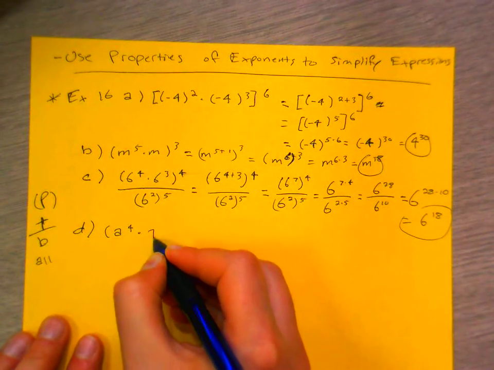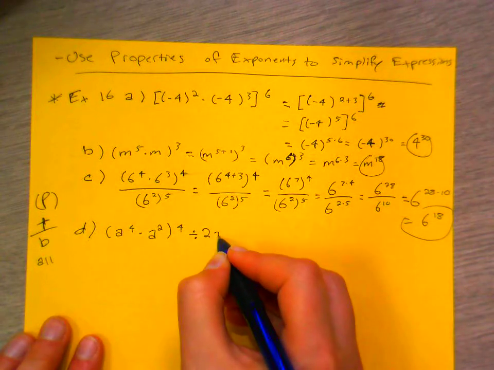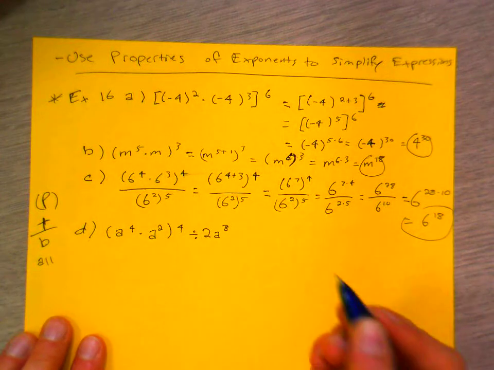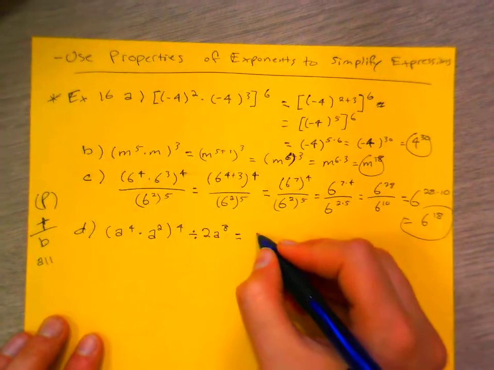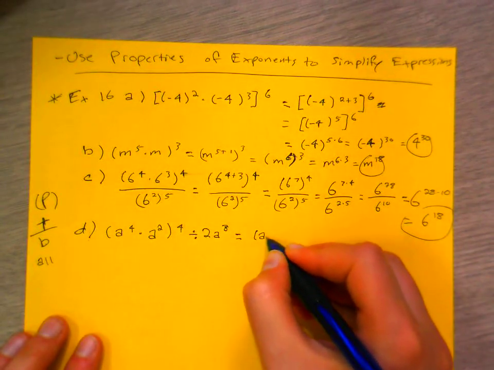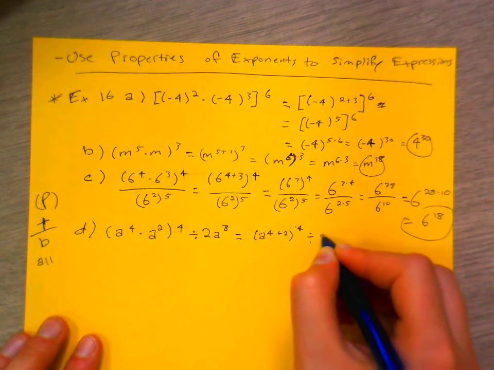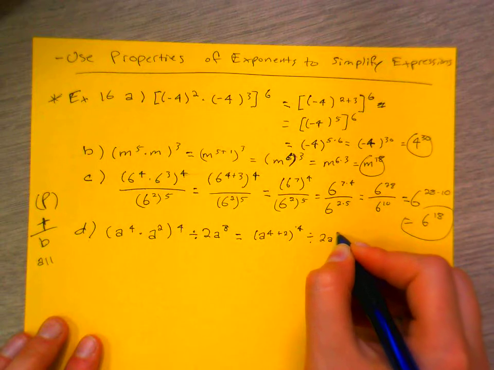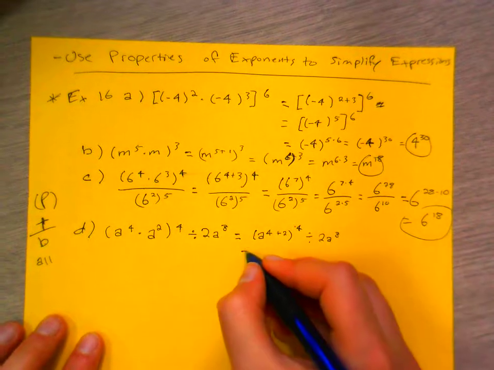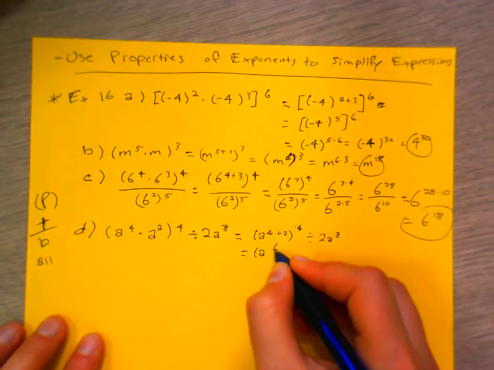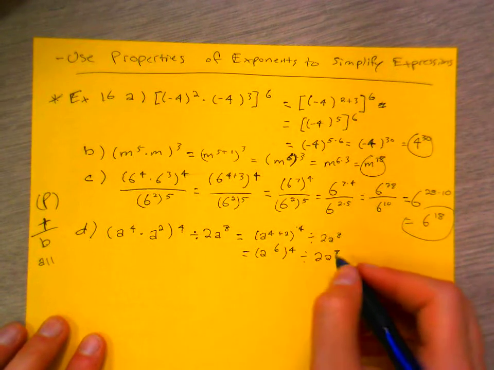a to the 4 times a to the 2, all of it to the 4, divided by 2a to the 8. Here we go. Inside the parentheses first, remember. So it's a to the 4 plus 2, all to the power of 4, divided by 2a to the 8. Now simplify again. You get a to the 6, all to the power of 4, divided by 2a to the 8. We've done inside the parentheses.